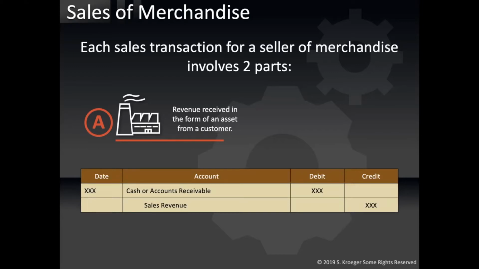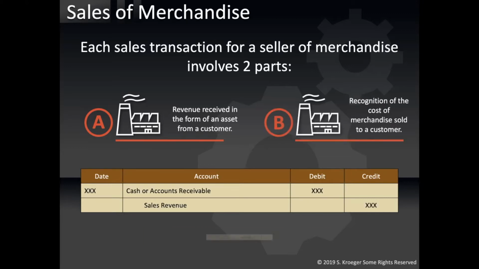This part you should already know how to do because we've done this before. You debit either cash or accounts receivable and credit sales revenue. We are going to be dealing mostly with transactions that use accounts receivable instead of cash. The amount will be for the sale amount. The next entry is new to you.